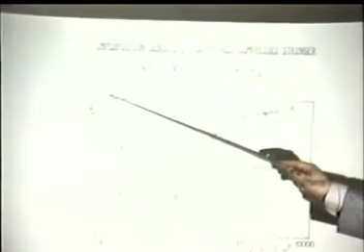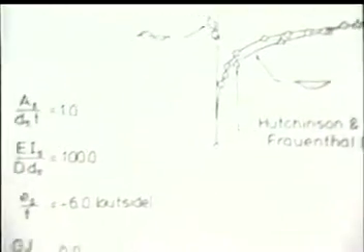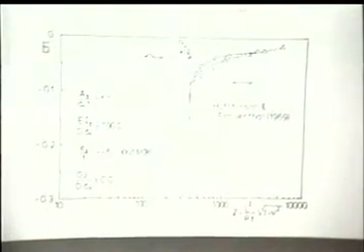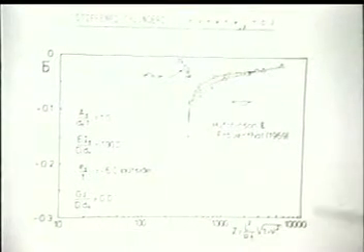What do we have here? We have a stringer-stiffened shell with C4 fully clamped boundary conditions, and what you see here is the B factor, which when it is negative designates that the structure is imperfection sensitive. Here are the parameters of the stiffeners that have been used by Hutchinson and Frauenthal in their 1969 Journal of Applied Mechanics paper, and they plotted the results versus the Batdorf Z parameter.